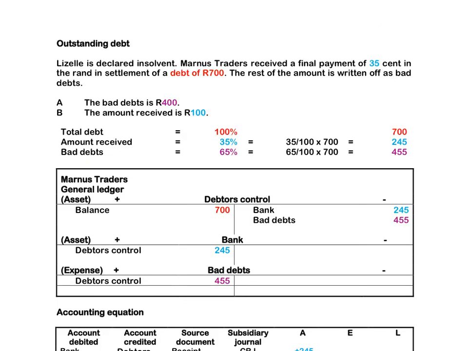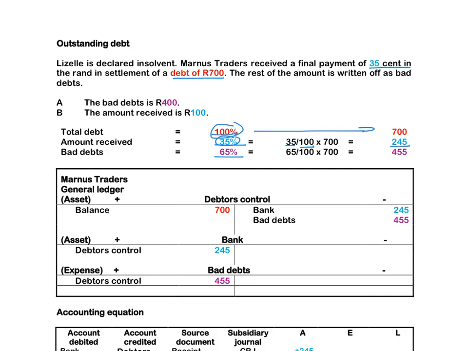Zell is declared insolvent. Marnus traders received a final payment of 35 cents in the Rand in settlement of a debt of 700. So they give you the total debt. Total debt is 100%, and that equals the 700 Rand. The amount received is 35%, and the bad debts will be 65%. If we want to determine how much money we receive, the percentage that I want, 35, divided by the percentage that I know, 100, times 700, and that will give me 245.